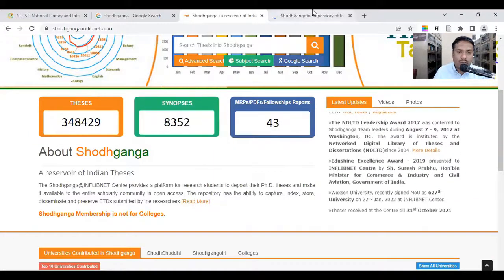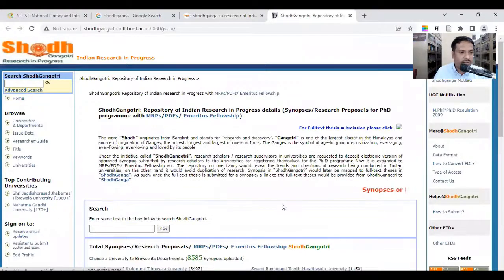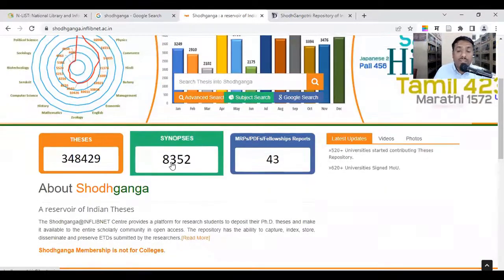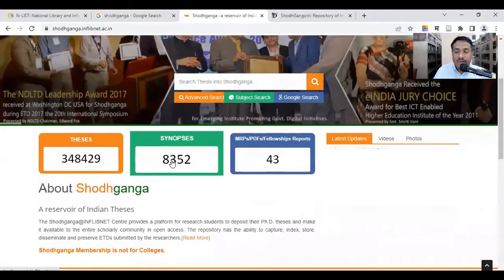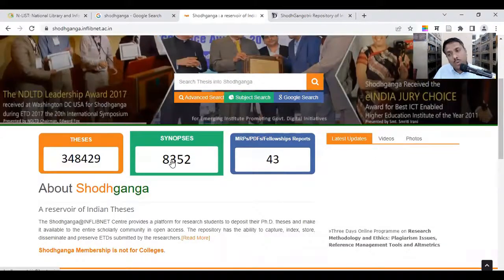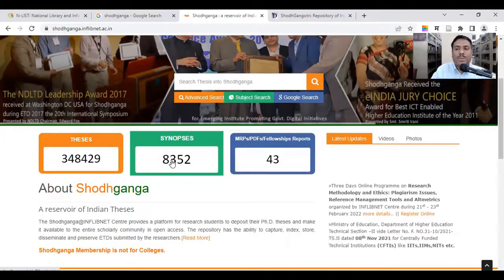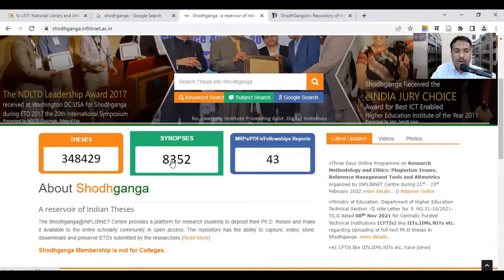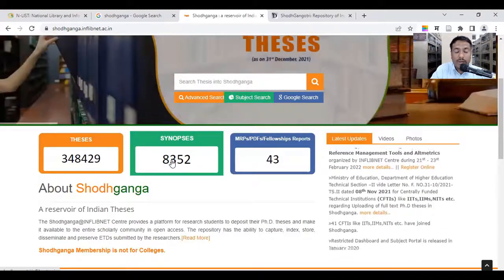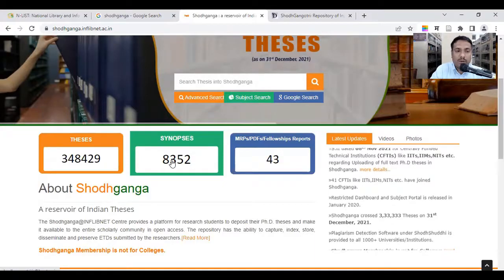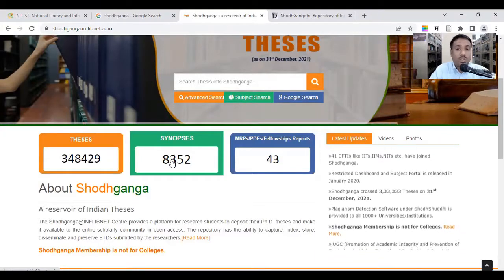What type of synopsis are there? How have they prepared the synopsis? This is called Shodhgangotri. Now, how to prepare a synopsis, I will give it to you later. Synopsis means the project work which you are going to do in the future. That synopsis you have to present in front of your guide, in front of a research committee, or in front of a college committee.